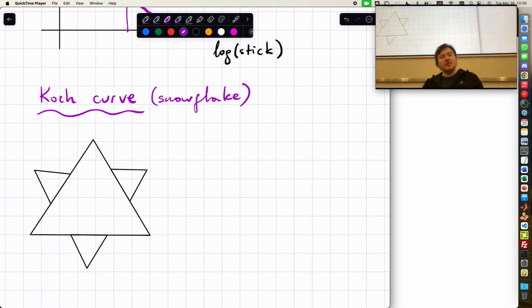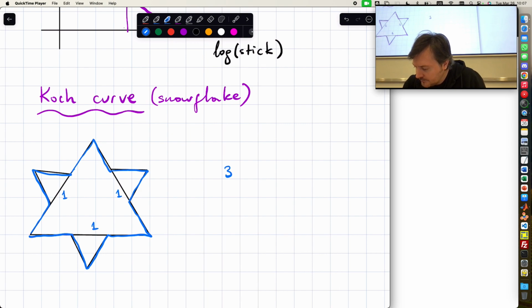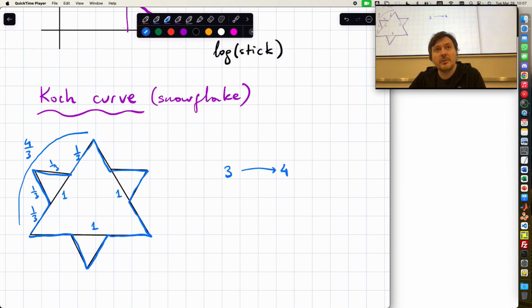Okay, what happened when I added those triangles? Before, the length of the triangle was, let's say this was 1, 1, 1, and the length of the triangle was 3, right? Once I added the triangles, the coastline increased, right? What is now the new coastline? Let's count it together. This is 1 over 3, right? This is 1 over 3, this is 1 over 3, this is 1 over 3. So in total, it's 4 over 3. There are 3 of them. So we went from 3 to 4.